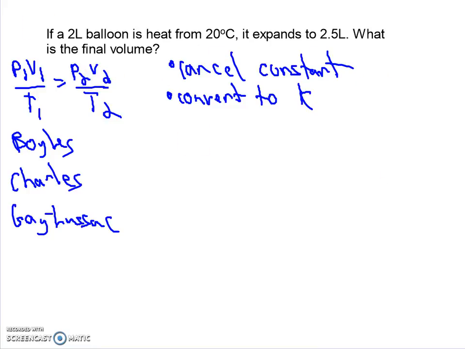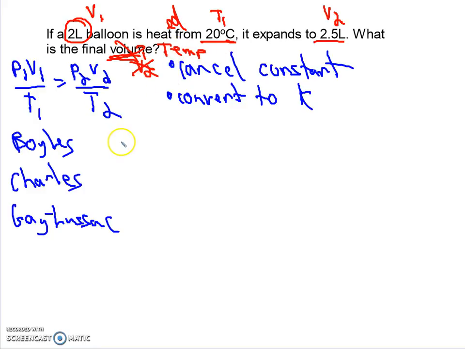Here, I'll annotate in a different color. So I've got a 2-liter balloon. It's heated. That's a typo. From 20 degrees C, it expands to 2.5 liters. What's the final volume? So I'm looking for V2, final volume. It's given me V1. Oh, that doesn't make sense. This is the final volume. Okay, we'll solve for temperature then. I really should have proofread this before I made a video, but I'm not going to fix it, so it's okay. So I'm looking for T2 then.